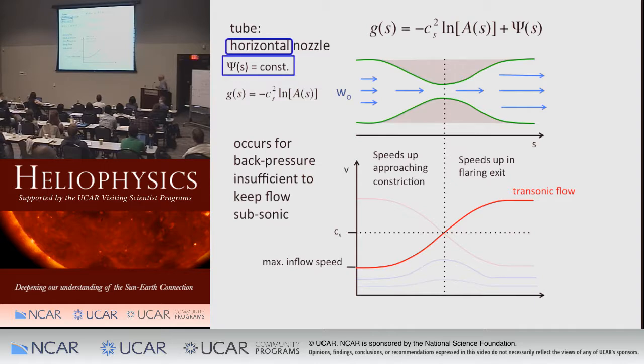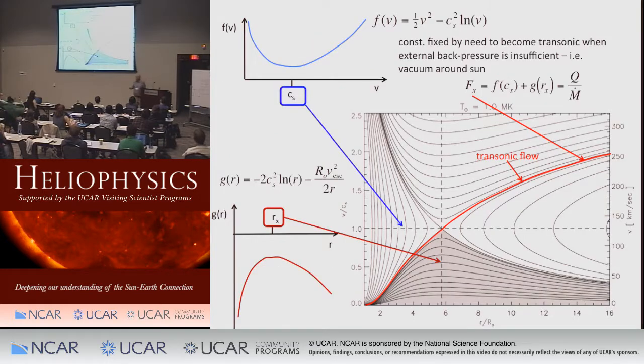Flow, well, it's subsonic to start with, and so it sees the decreasing area and it speeds up. Then it gets to the narrow throat, becomes supersonic, and it sees an expanding nozzle, and it speeds up. It behaves exactly the opposite. So therefore, it speeds up and then speeds up. And so you go from subsonic to supersonic flow. You must flow along this. So this is the solar wind.